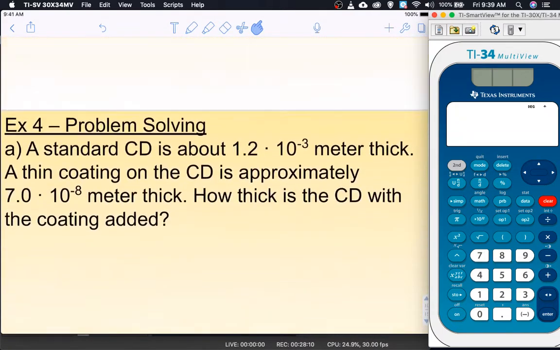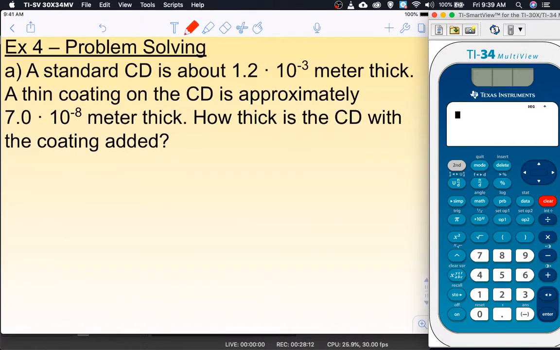All right. A couple little problem solvings, and we're done. Example 4 says a standard CD is about 1.2 times 10 to the negative third meters thick. A thin coating on the CD is approximately 7 times 10 to the negative 8th meters thick. How thick is the CD with the coating added?